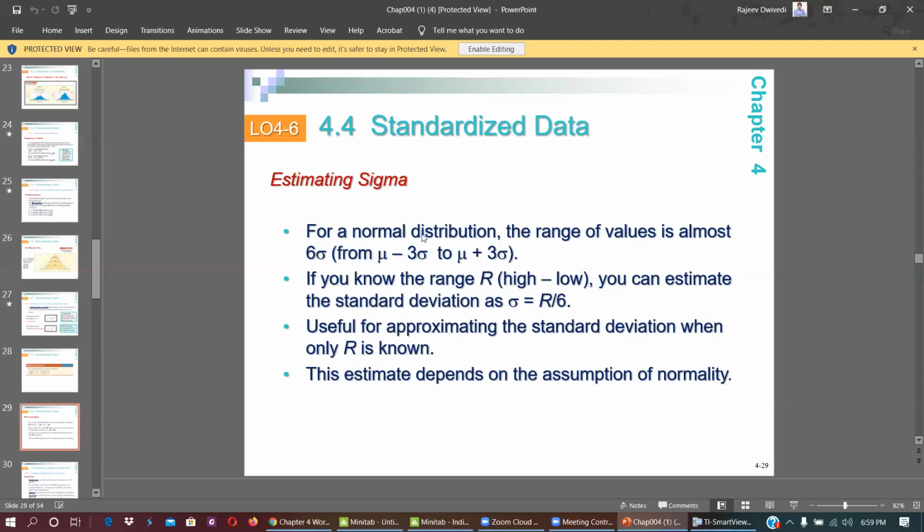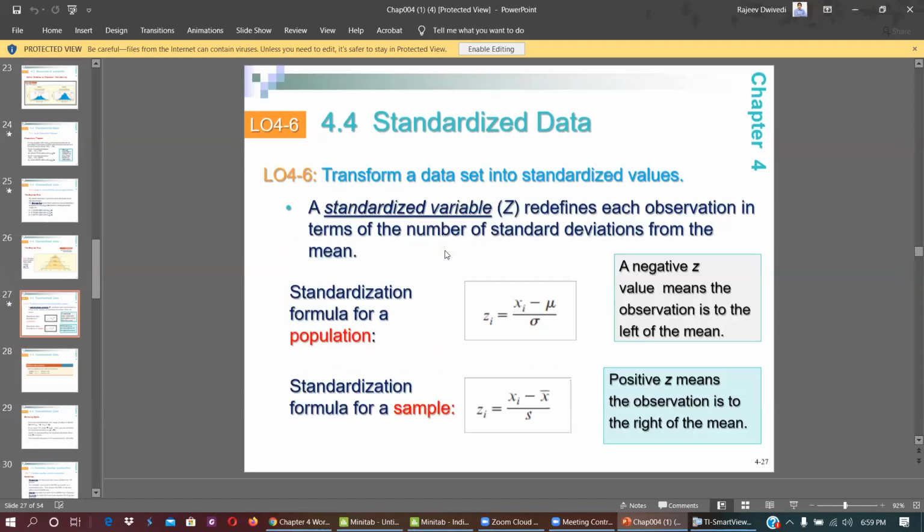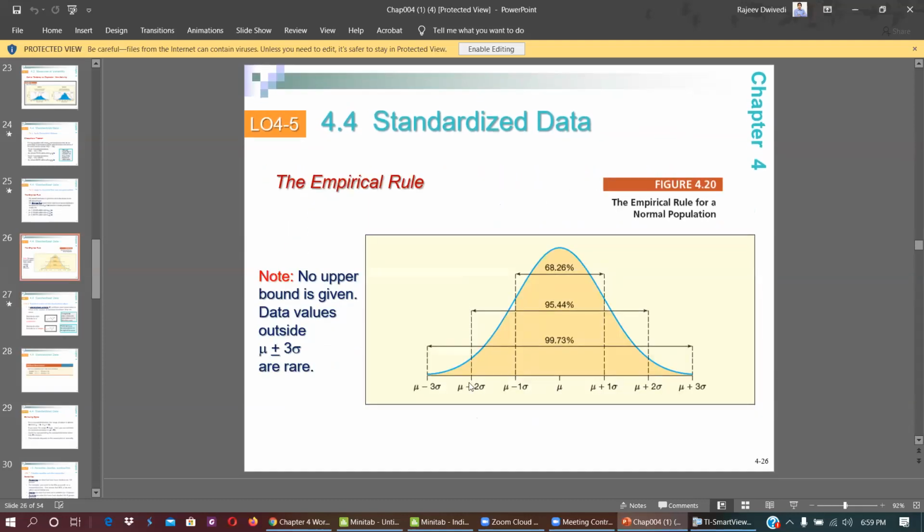Estimating sigma. So how do you estimate the sigma? Basically, sigma is 3 sigma or 6 sigma. Look into this. This is from here to here, in the 6 sigma range, how much observation, how much data is coming? Almost full, almost 100%, close to 100%, which is 99.73.